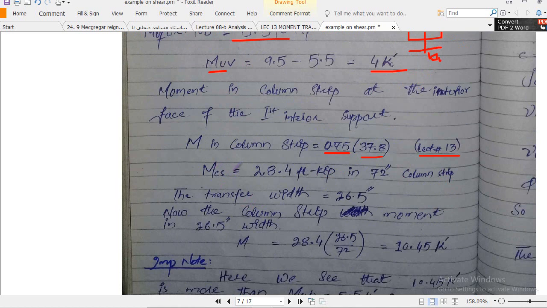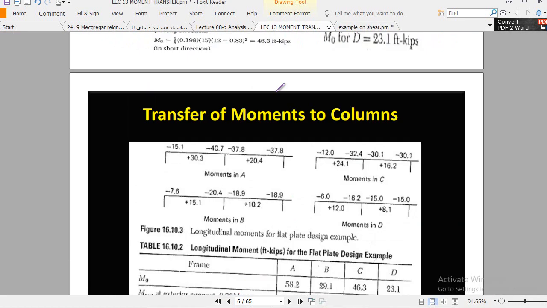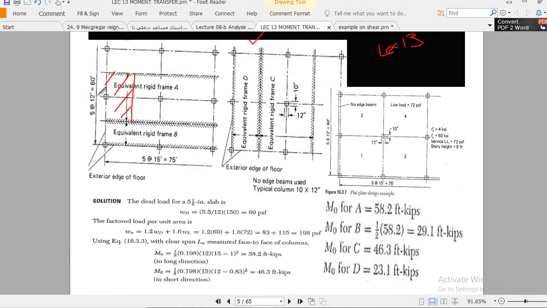MCS is the moment in the column strip. Let me show right here that in the case of the interior column, we have the column strip, and we have the middle strip, half middle strip on this side and half on this side. The total moment at this point is 37.8, and 75% of the moment will act in the column strip, while the rest, 25%, will go to the middle strips.